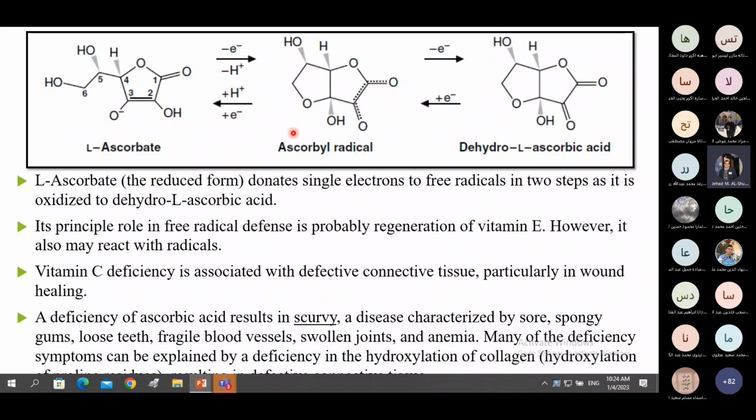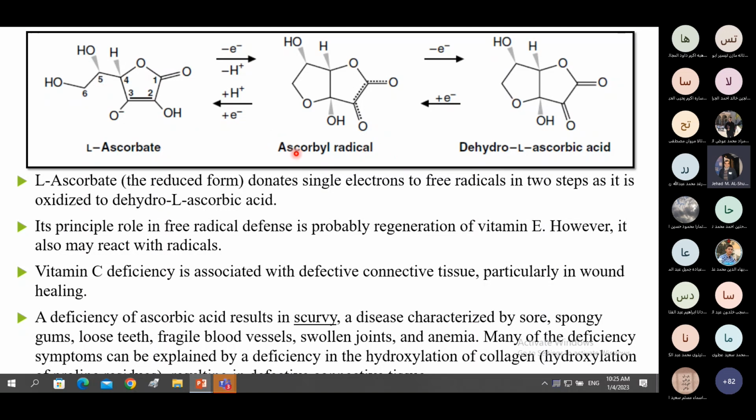It donates the first electron, so L-ascorbate is converted to ascorbyl radical, then it donates the second electron, so it is converted to dihydroascorbic acid. So the reduced form, the active form of vitamin C, we call L-ascorbate. The oxidized form of ascorbic acid we call dihydroascorbic acid. And ascorbyl radical is an intermediate molecule.